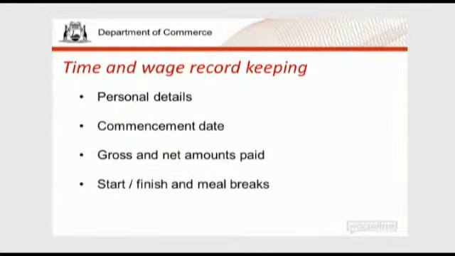Firstly, let's look at some of the basic information that you have to record as an employer. You've got to record an employee's personal details, so that includes their name. If they're below 21, their age, because someone's age below 21 will affect their minimum rate of pay, things like their financial institution and everything like that. You've got to record somewhere their commencement date. When did they start working for the business? Their gross and net amounts paid. You've got to record how much they were paid before tax and how much they were paid after tax.